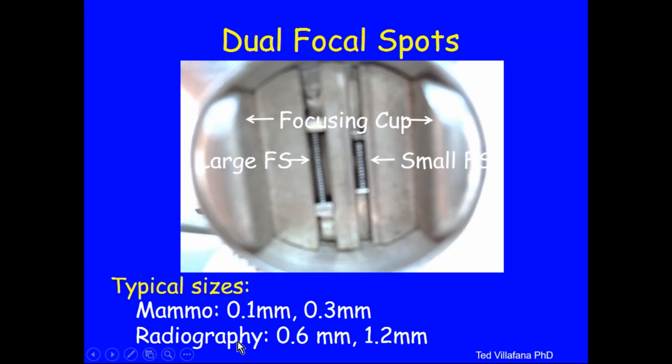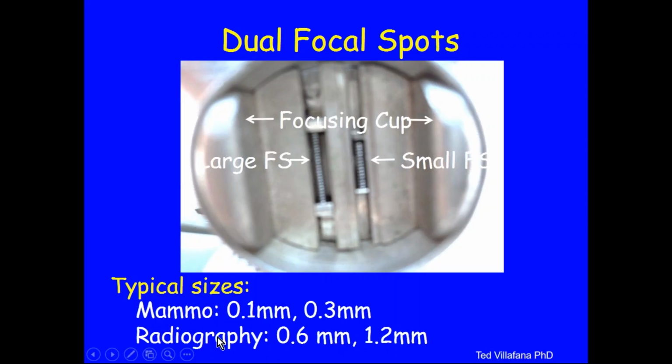Typical sizes, do take these numbers home with you. They have been asked on the boards, primarily in the mammo case. Notice how small the mammo focal spots are, 0.1 millimeters. You can hardly see that, but that's what we have. That's for the small, and for the large, 0.3.